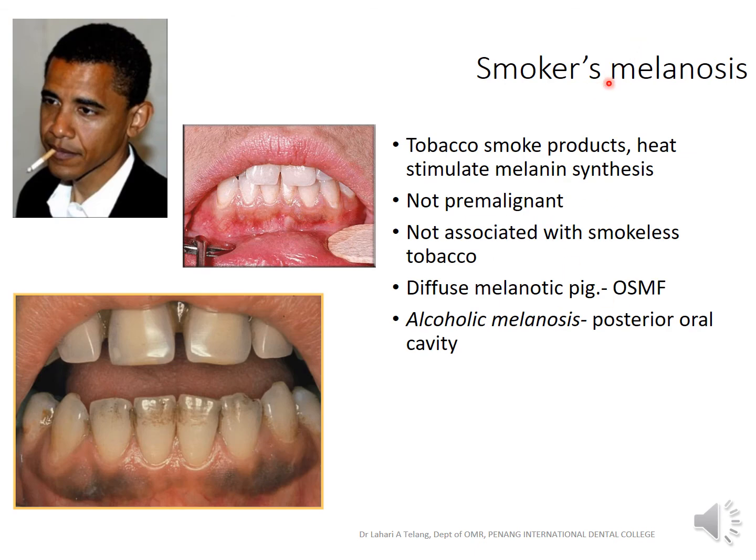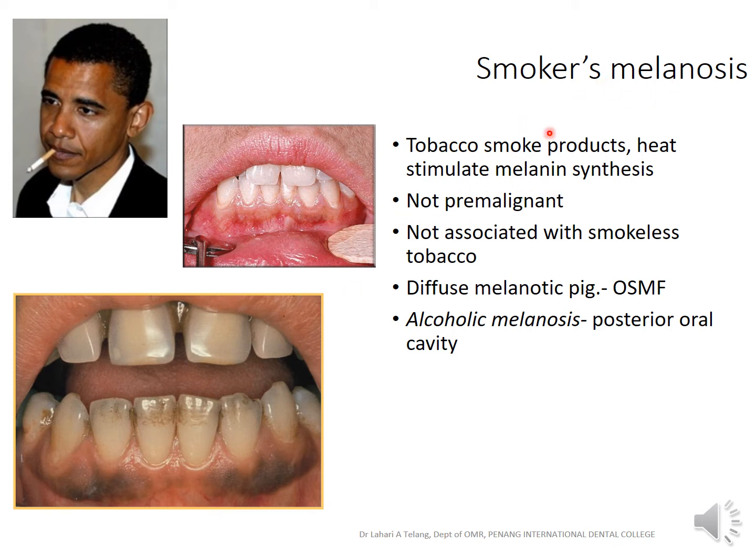Smoker's melanosis. Here we have a picture of an individual with the habit of smoking, or at least who had the habit of smoking. With tobacco smoke products, the heat stimulates melanin synthesis, and hence induces this mild pigmentation which we are seeing on the entire gingiva, and especially even the lips and the tongue and other parts of the oral mucosa. These are not pre-malignant.